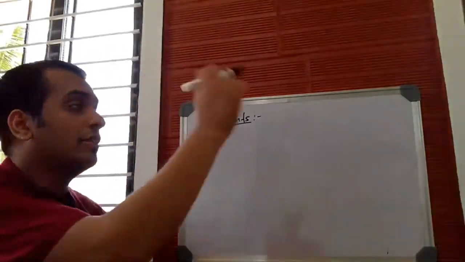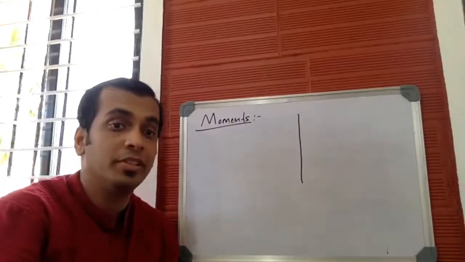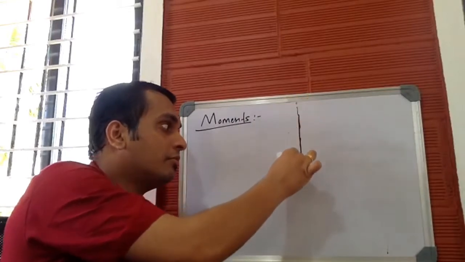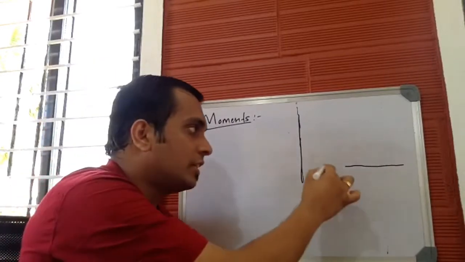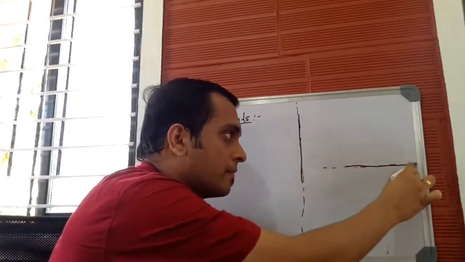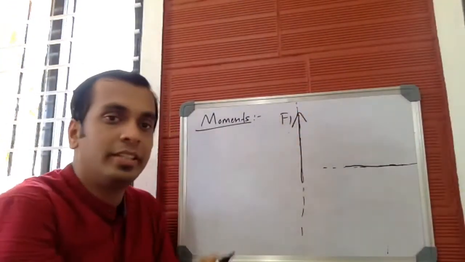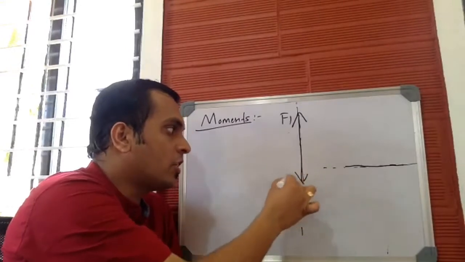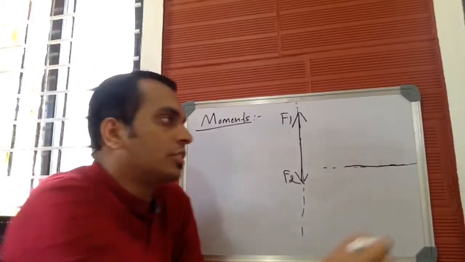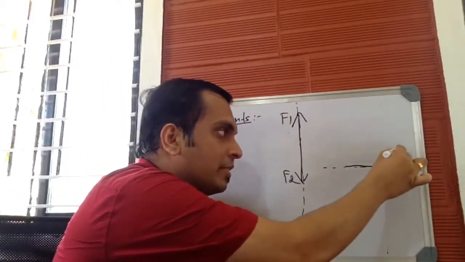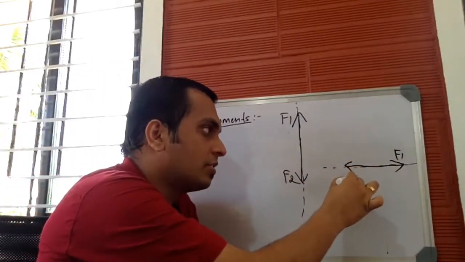For example, the line of action of force can be vertical, or the line of action of force can be horizontal. Let me draw the line of action. If the line of action of force is vertical, the force can move vertically upwards, let me write it as F1, and the force can also move vertically downwards, let me write it as F2. If the line of action is horizontal, the force can move either horizontal to the right, let me write it as F1, or horizontal to the left, let me write the same force as F2.